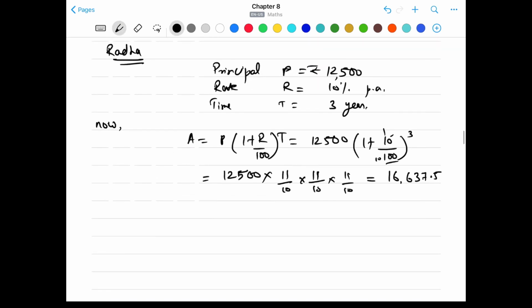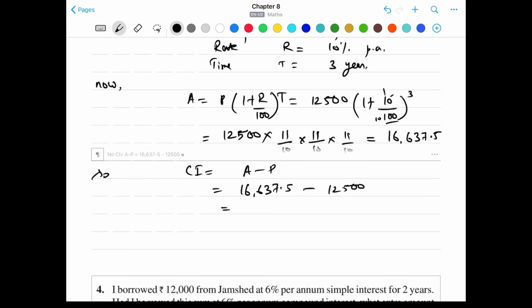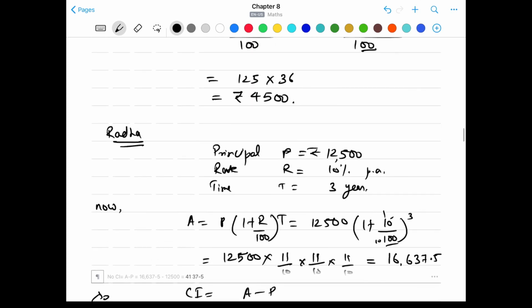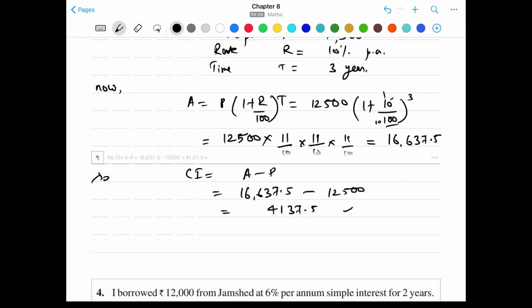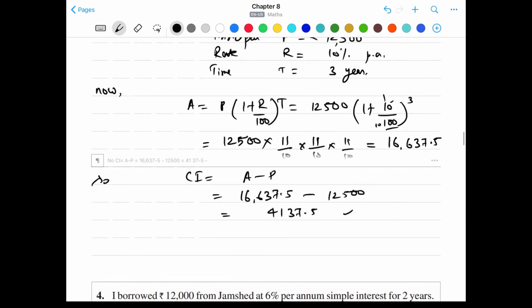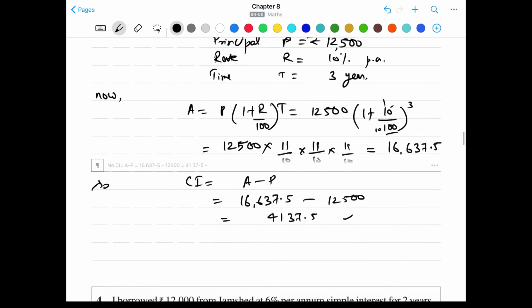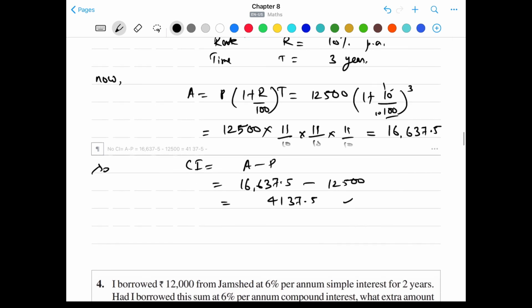Let's calculate the interest that she will pay actually. Okay, so CI paid by her will be amount minus principal. Amount is 16,637.5 minus principal 12,500. When you subtract the two, you will get the result as 4,137.5 rupees. Okay, so Fabina is paying 4,500 while Radha is paying 4,137.5 rupees.